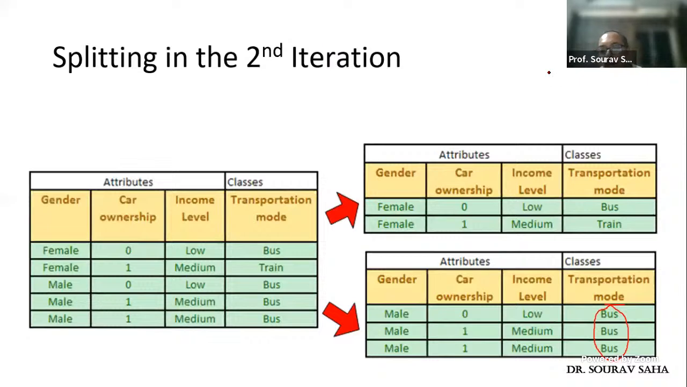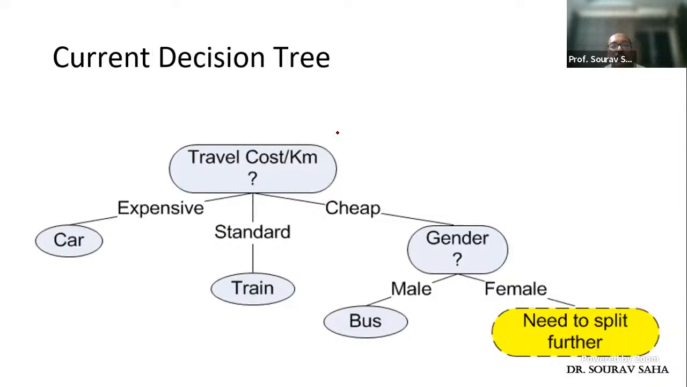And for the female, by the way, once again, there is still some ambiguity. Bus or train, that's the ambiguity. So what we can do is, for this particular part, we might do the splitting based on the car ownership or the income level, whatever. And here, because only 2 data points are there, we can either split on the car ownership or the income level.